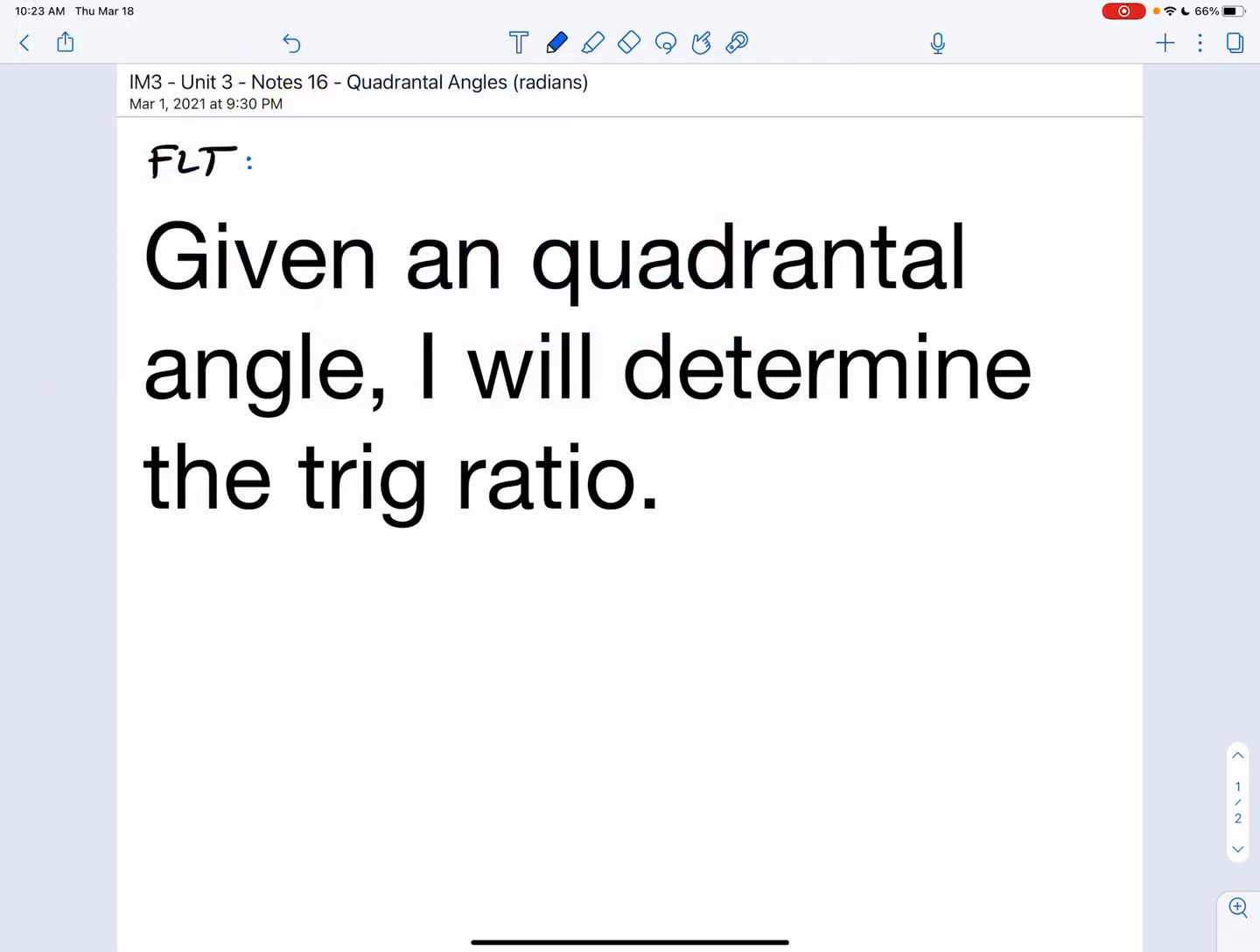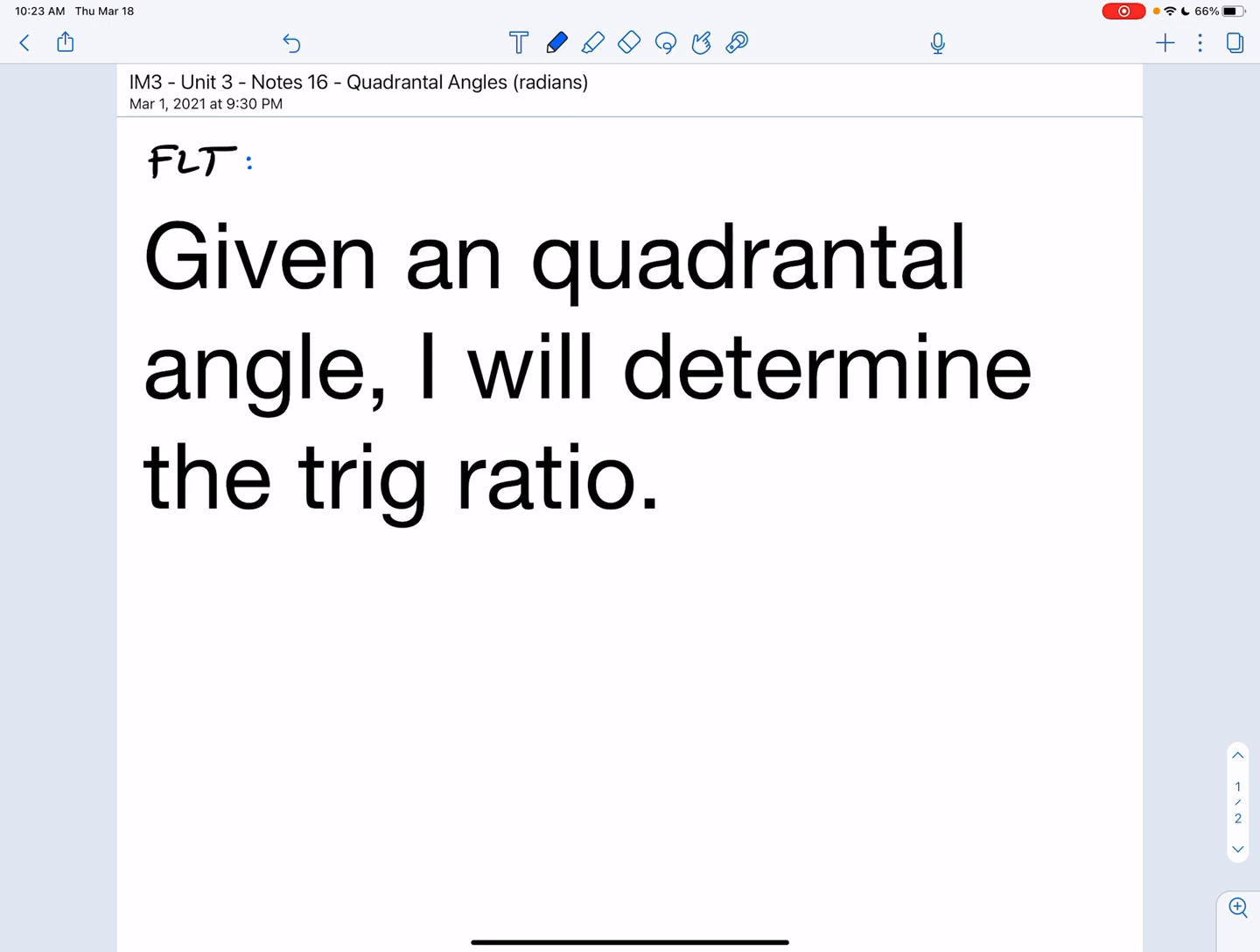Everyone, this is notes number 16. This is going to look very familiar. This is just like notes number 15, but now you're dealing with quadrantal angles that are in radian form. And what you really want to focus in on here is recognizing your quadrantal angles. That's really the big goal here, okay?